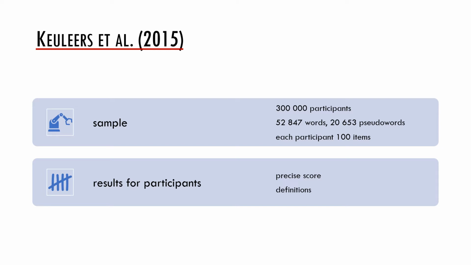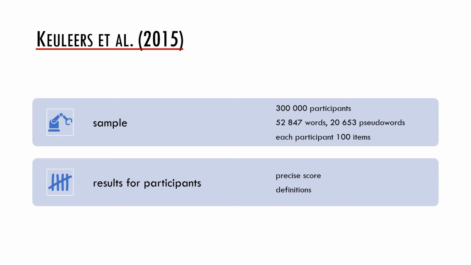What is fascinating about this study is that Keuleers and his colleagues collected data from about 300,000 participants. The reason is that they shared the research as a quick test of vocabulary size, which went viral for some time, also thanks to the media. They tested altogether 52,847 words and also 20,653 non-words, which are units which resemble the form of existing words, but do not actually exist in the language as such.